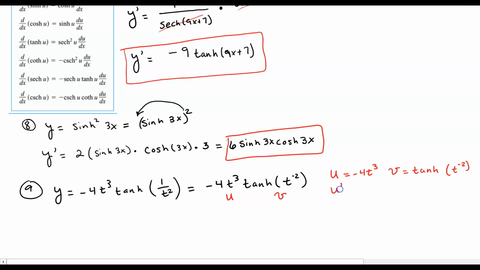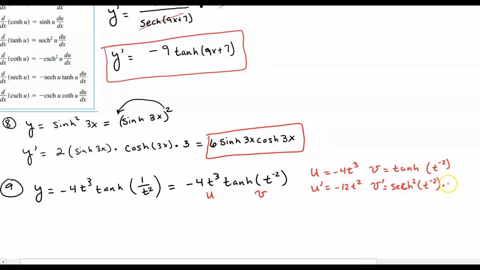And then let's go ahead and take our u prime, which is going to be here a negative 12t squared, the derivative of that. And then the derivative of tanh, based on what we've known from the chart up above, is that it is sech squared. Okay, so v prime in this case is going to be sech squared of t to the minus 2, but now I've got to multiply it by the derivative of that t to the minus 2, which is going to be a negative 2t to the minus 3, and it looks just like that.